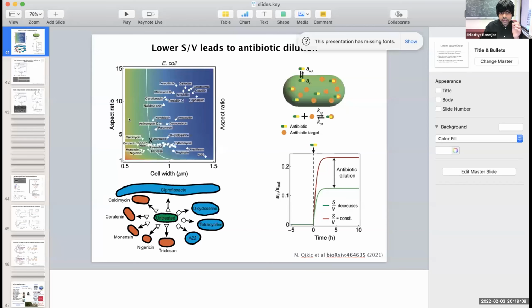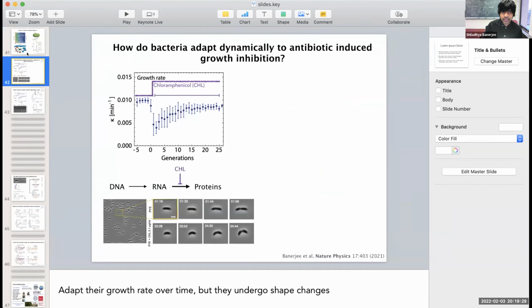So what I wanted to say is that if we look at bacteria, we looked at different shapes under antibiotics, and they actually reduce their surface to volume ratio by becoming more round shaped from a very elongated shape. And that has the advantage of reducing the flux of antibiotics. And as a last study that we did, what I wanted to say here today was, you can do this experiment.